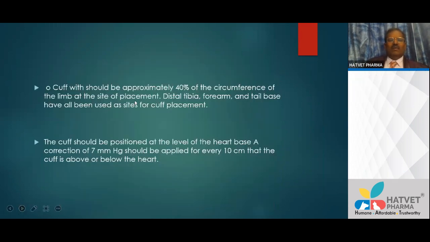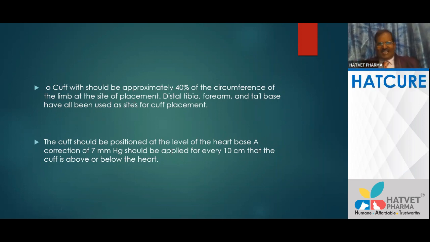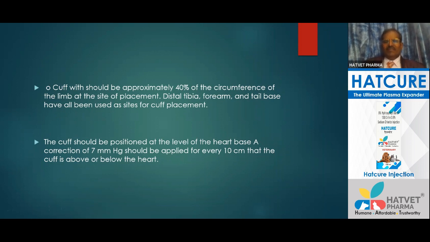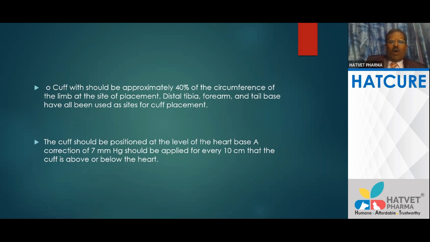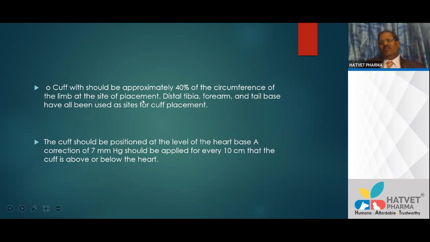A cuff should be approximately 40% of the circumference of the limb at the site of placement. So normally the cuff should be 40% of the circumference of the limb. That you have to select. There are various sizes the company itself has given: small, medium, larger cuffs available. Normally distal tibia, forearm and the tail base have all been used as the site for cuff placement. Normally I use the forearm and distal tibia.